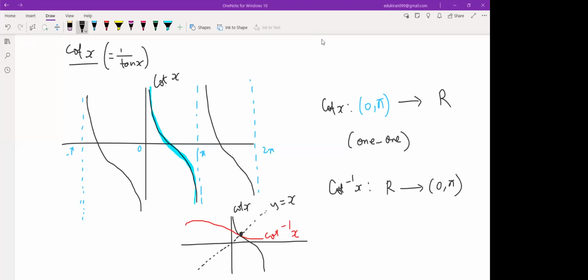Sir, principal value means one input for every function. Like here it is 0 comma pi. The angle, which is actually the domain of the trigonometric function, or the codomain of the inverse trigonometric function.